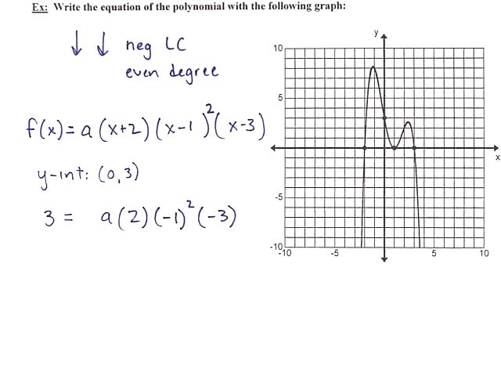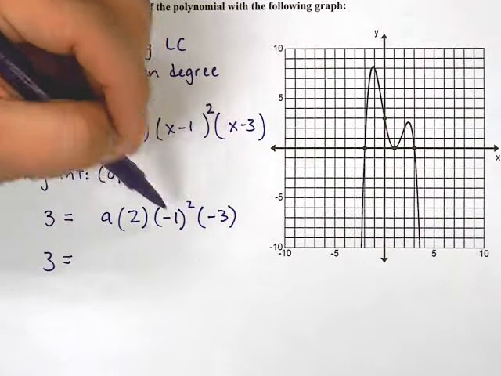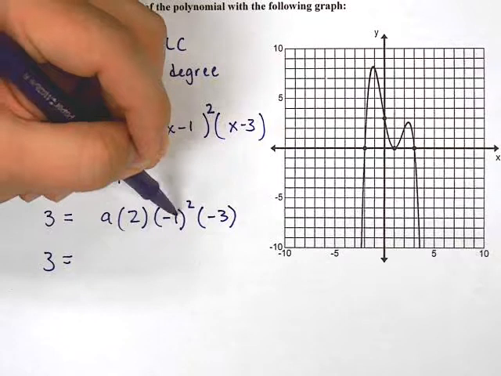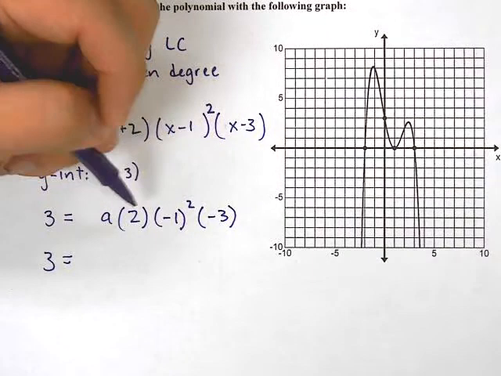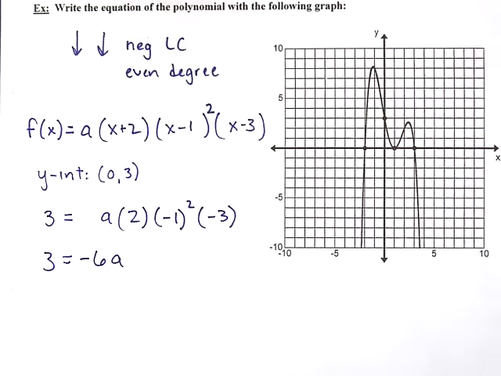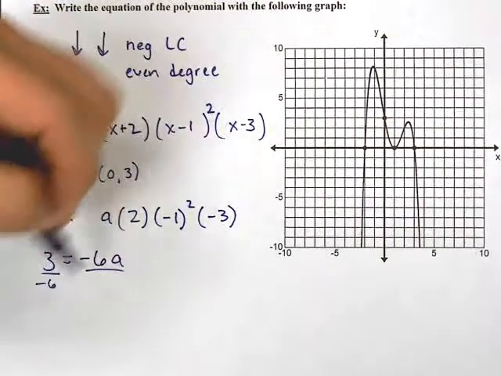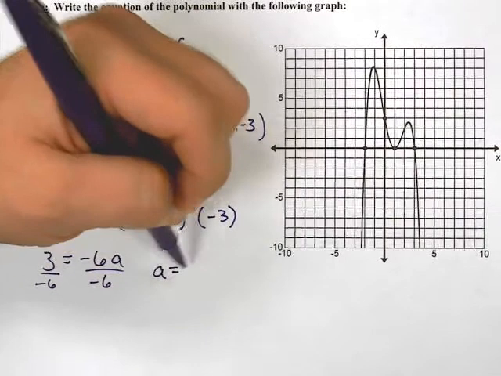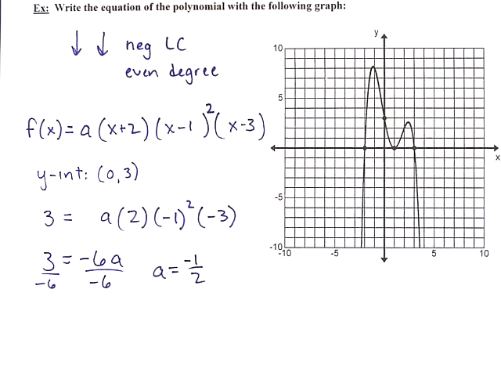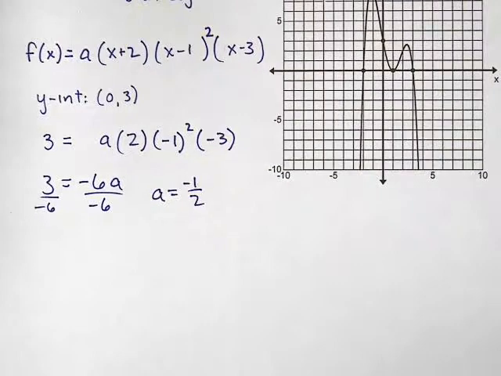All right, let's keep going. Let's go this way first. What's negative 1 squared? Positive 1. Positive 1 times 2 is 2. 2 times negative 3 is negative 6. Okay, hopefully that makes sense. Be very careful when you divide. A equals negative 1/2. Sweet. Let's keep going.